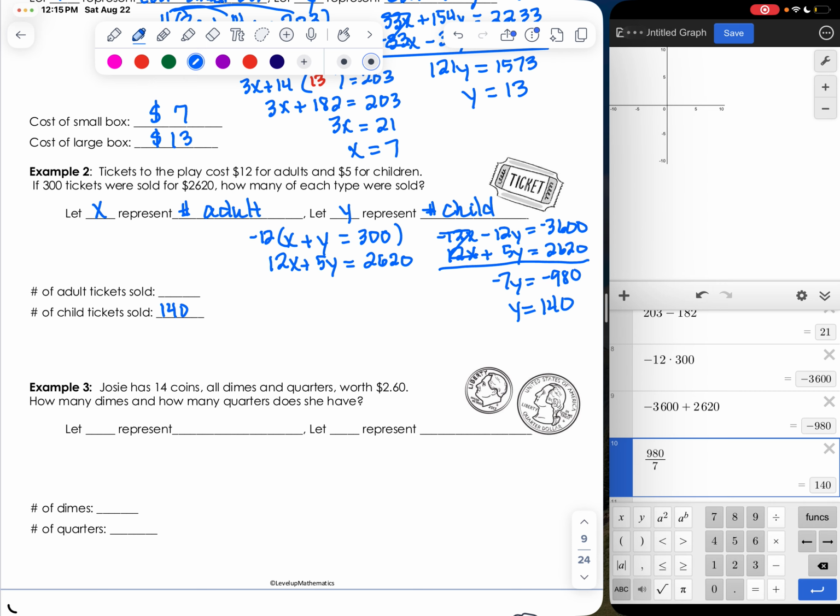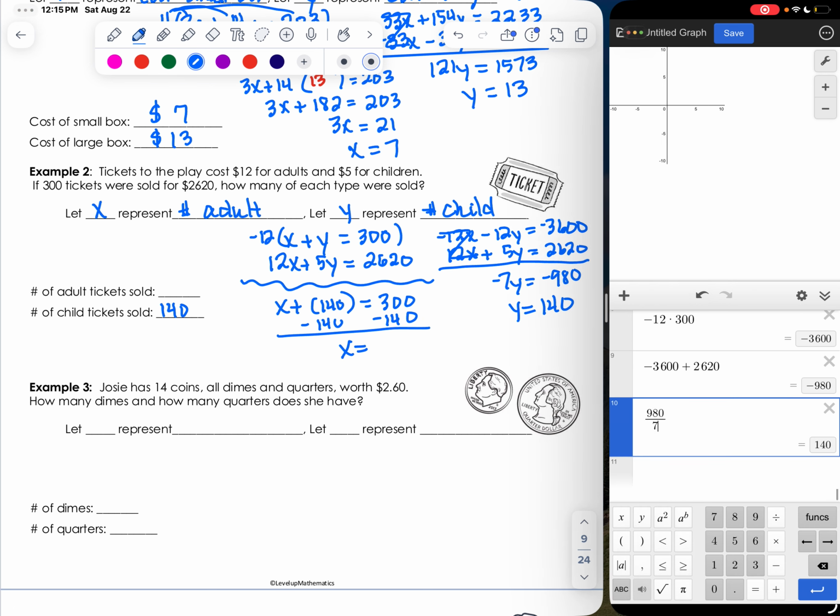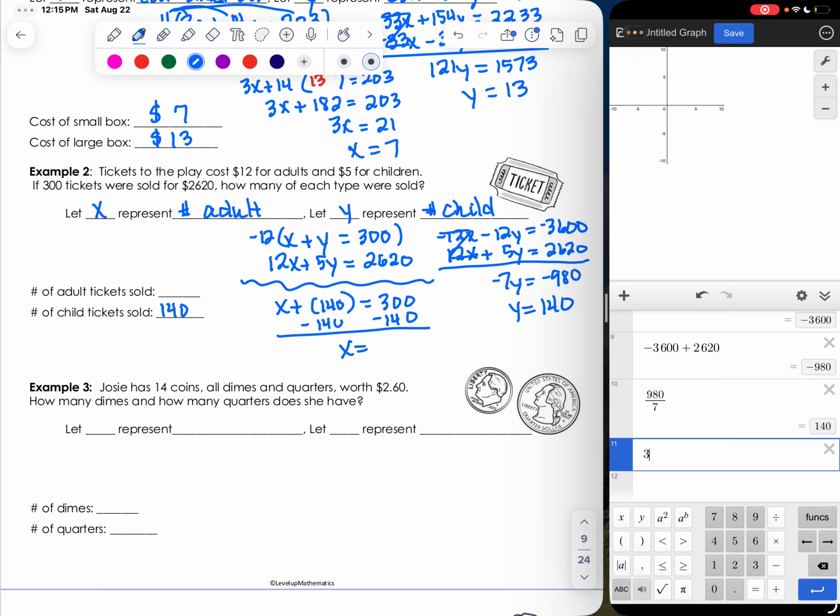So now I'm going to take that value and plug it into the top equation. But for Y, I'll plug in the 140. And then to solve for X, all we have to do is subtract 140 from both sides. So 300 minus 140 will give me 160 adult tickets sold.